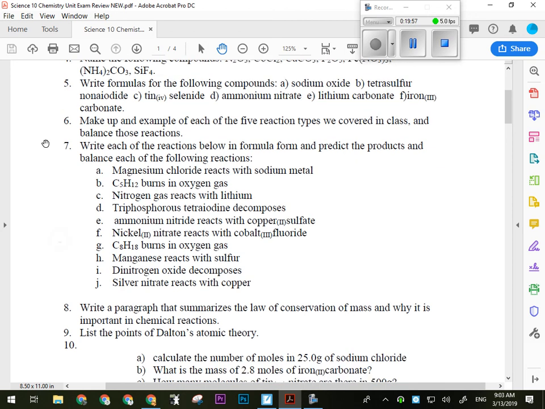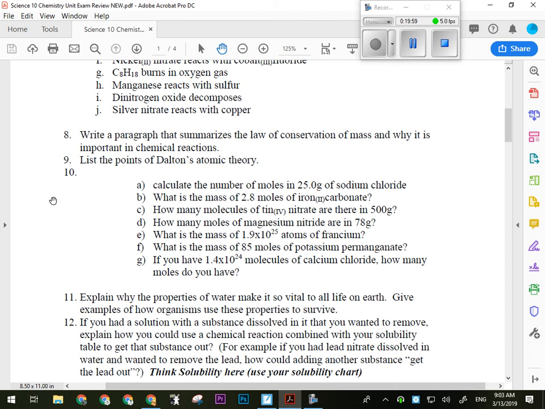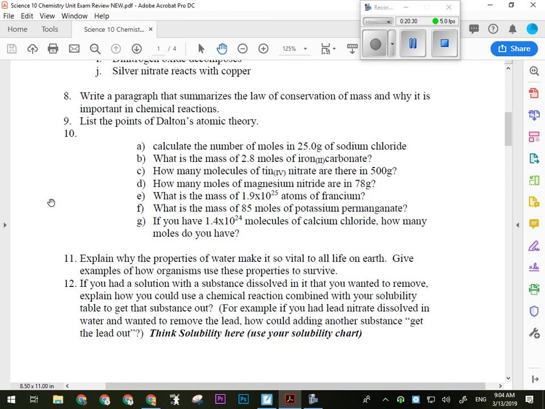Write a paragraph that summarizes the law of conservation of mass and why it's important. We only talked about this very briefly, but that's why we balance reactions: to make sure we have the same number of atoms on both sides, because matter can't be created or destroyed. So just something like that. List the points of Dalton's atomic theory. That's an easy multiple choice question, like, which of the following is not part of Dalton's atomic theory? Because it does have 4 points after all. And then number 10, some mole equation calculations. I've got the answers on the key as well.